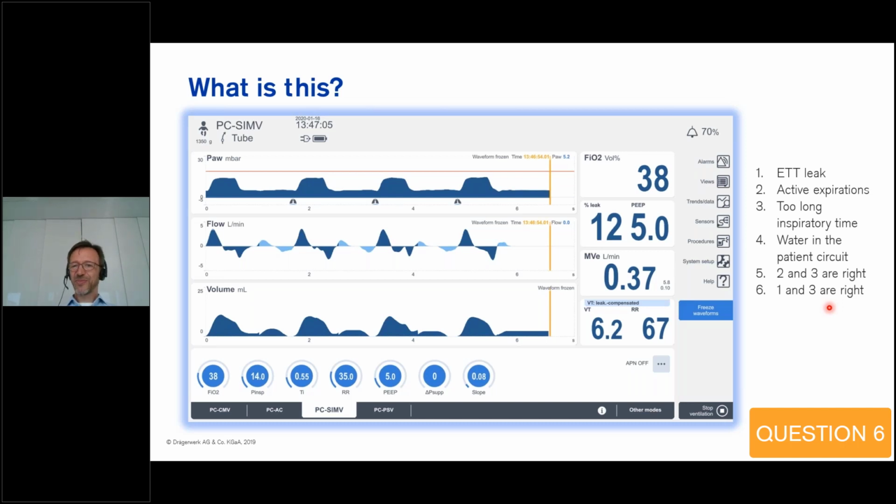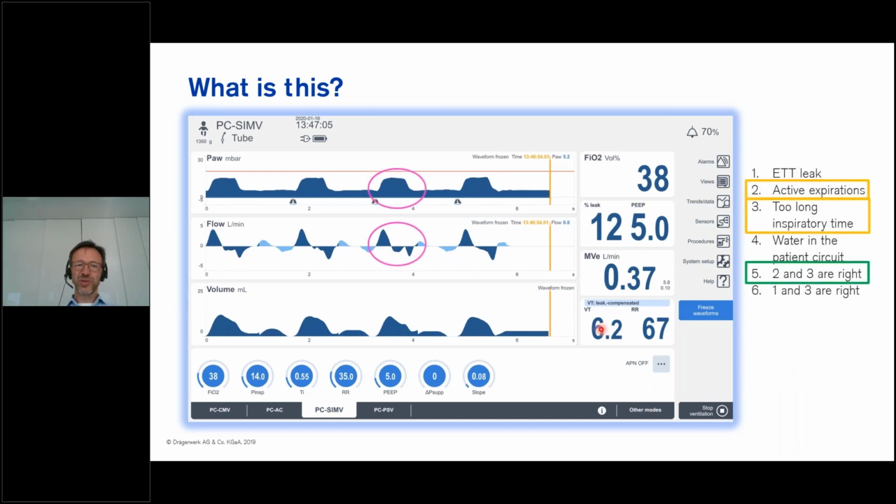We give you a few seconds more to think and to look at the curves. And now we start the voting. So where can we see this? I put two circles around the points where you can see this. We see here a relatively long inspiration in the pressure curve. And in the flow curve, first we see inspiratory flow, then we see a certain expiratory flow. But this is not followed immediately by a next inspiratory flow, but by another expiratory flow here, and then a small inspiratory flow.